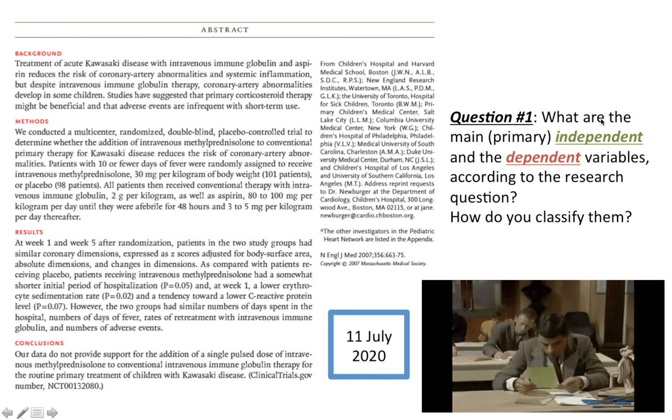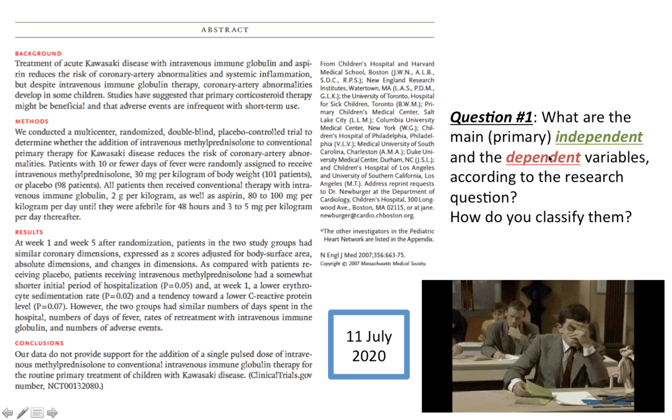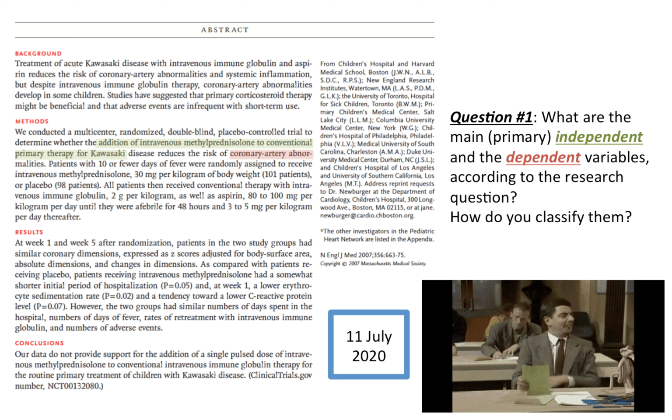So question one was, what are the main primary independent and dependent variables? The independent variable we kind of already mentioned. This is an experimental design in which we have two groups, intervention and control group, which is categorical. Since there are two options, you can also say it's binary or dichotomous. Okay, so the independent variable is a categorical one with two options, binary or dichotomous.